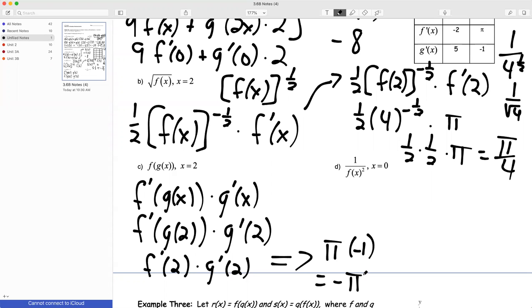All right, and so on this last one, there's a little typo there. I want the f of x to be in brackets there. So I want this as 1 over f of x squared. So anytime I have a situation like this, I want to rewrite it. So I'm going to move the exponent to the top and change the sign. So this would be f of x raised to the -2.